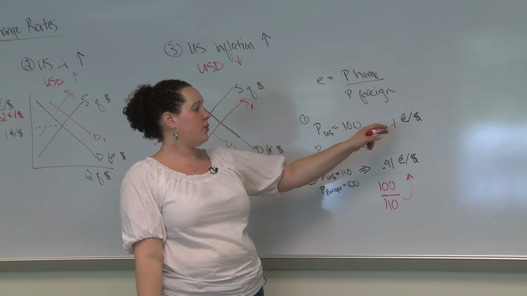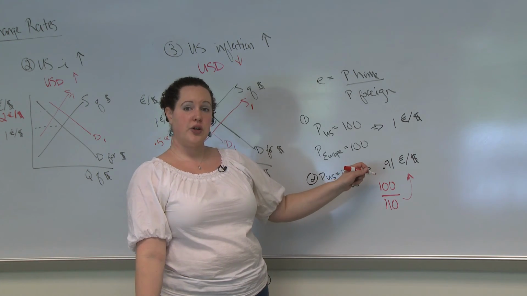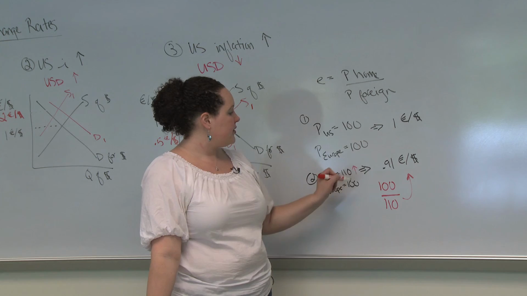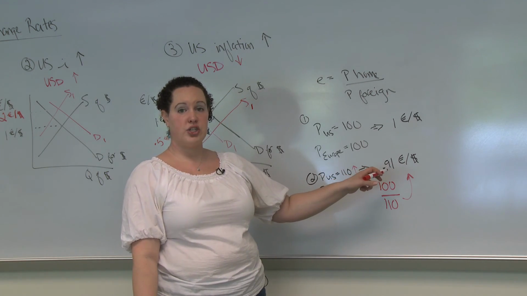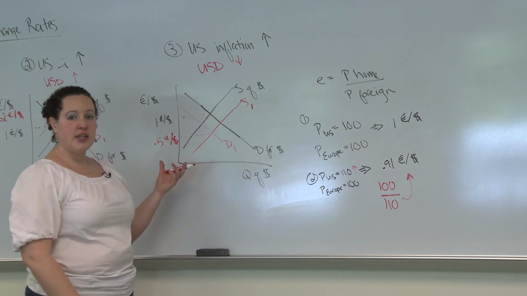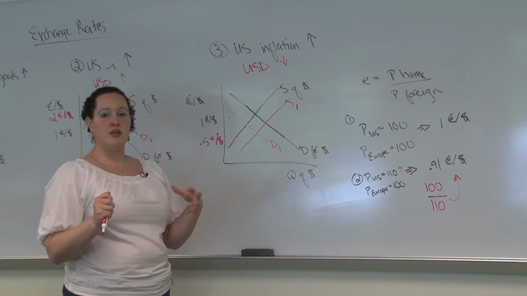So before, $1 would get you €1. Now a dollar only gets you 0.91 euros. So a higher inflation rate in the US results in a depreciation of the US dollar. So either mathematically or graphically, we see that a higher inflation rate in the US means that the US dollar depreciates.